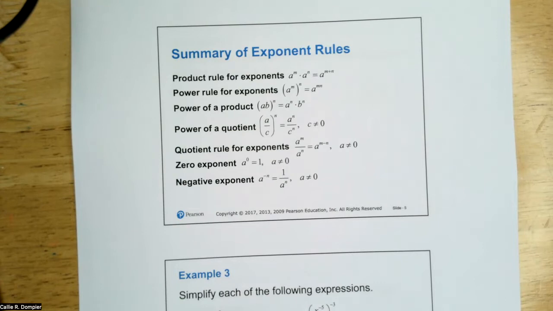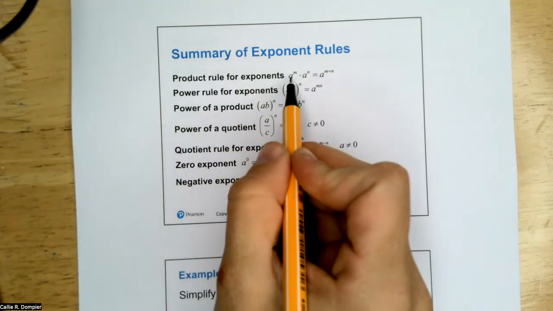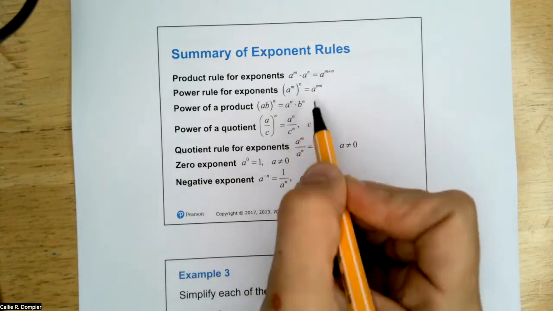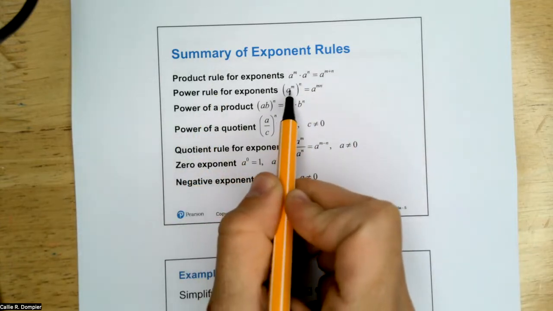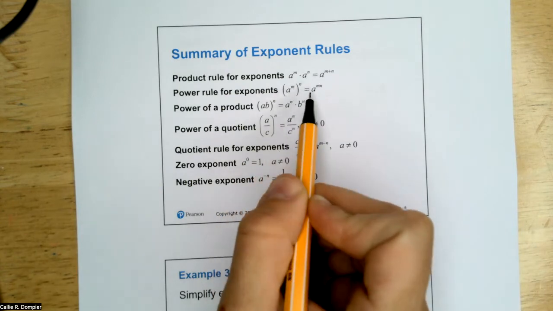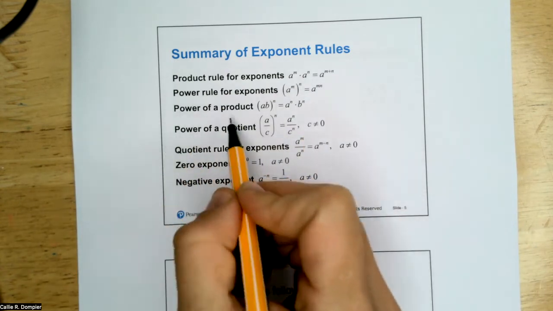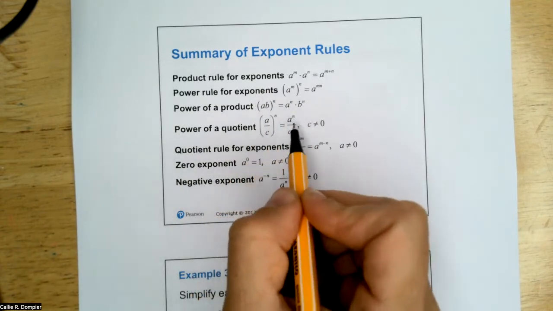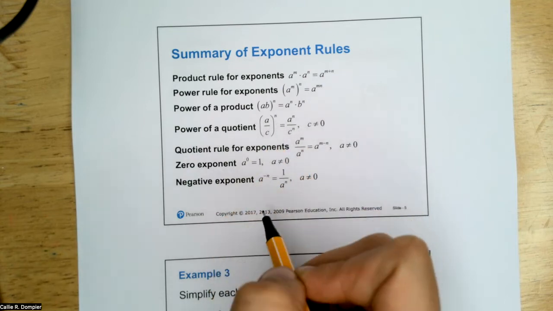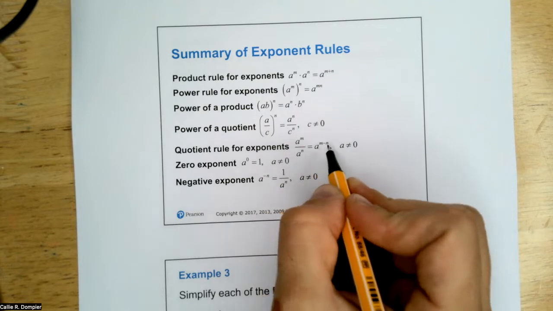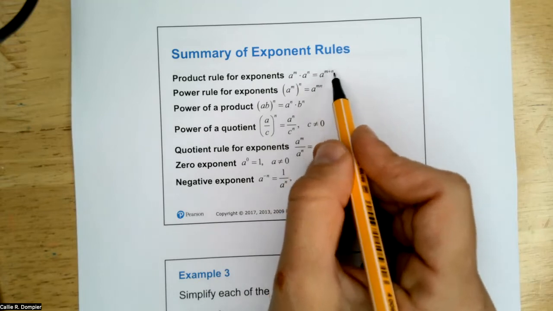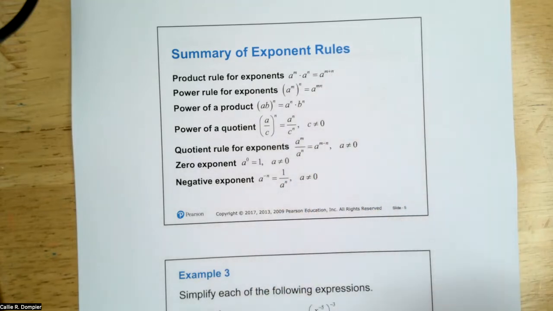Now, let's look at all the exponent rules we have learned so far. So this is everything. The product rule is the same base with exponents you're multiplying together, you're going to add those exponents. A base to an exponent raised to another exponent, you're going to multiply those exponents. The power of a product means you're going to distribute that exponent to everything inside the parentheses. Same with the quotient, you're going to distribute the n to both parts of the fraction. And the quotient rule is when we multiply them, we're adding the exponents. When we divide them, we're subtracting the exponents.